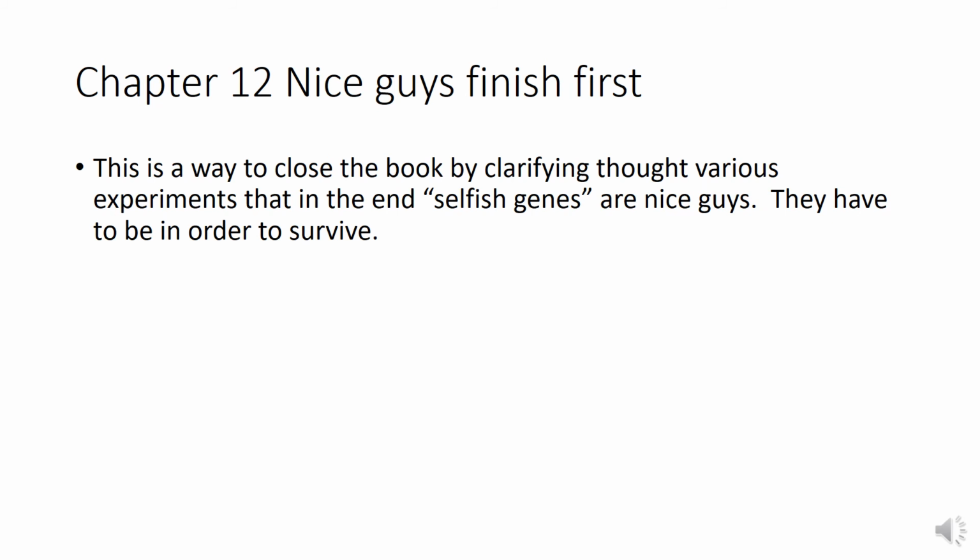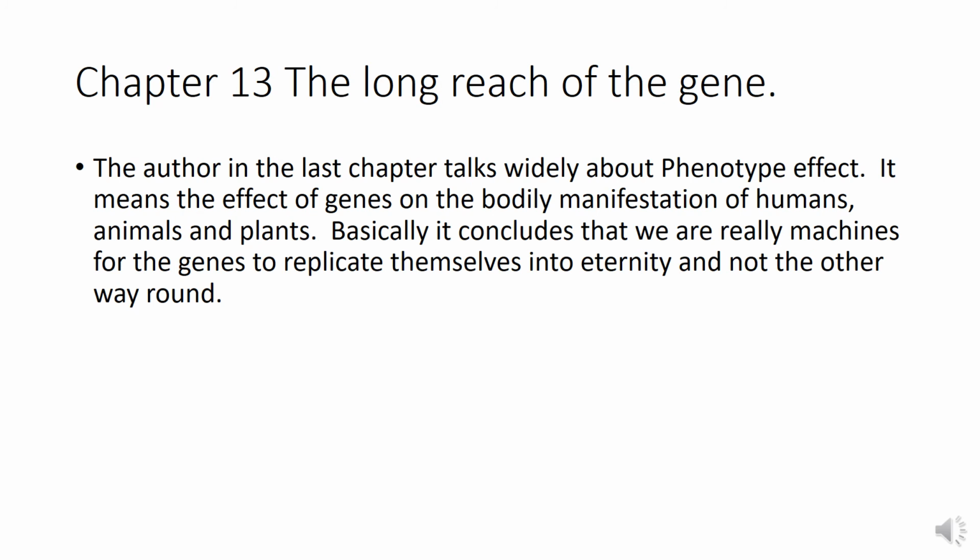Chapter 12. Nice Guys Finish First. This is the way to close the book, by clarifying through various experiments that in the end selfish genes are the nice guys. They have to be in order to survive. Chapter 13. The Long Reach of the Gene. The author in this last chapter talks widely about phenotype effect. It means the effect of genes on the bodily manifestation of humans, animals, and plants. Basically, it concludes that we are really machines for the genes to replicate themselves into eternity, and not the other way around.